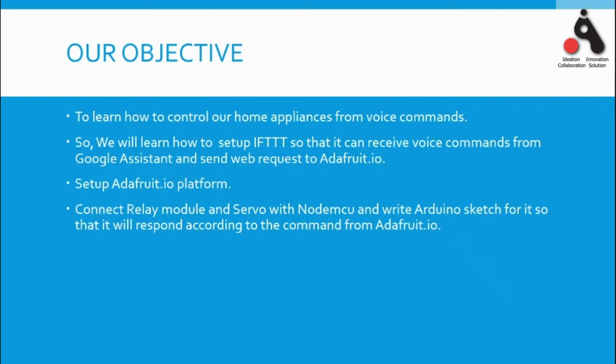The objective of this tutorial is to learn how to control our home appliances with voice commands. We are going to learn IFTTT, how to set it up so that it can receive voice commands from Google Assistant and send web requests to Adafruit.io. Basically IFTTT is a service which connects two or more services, and we can send data from one service and perform an action in another service, and we will see how we can achieve that using the applet thing.